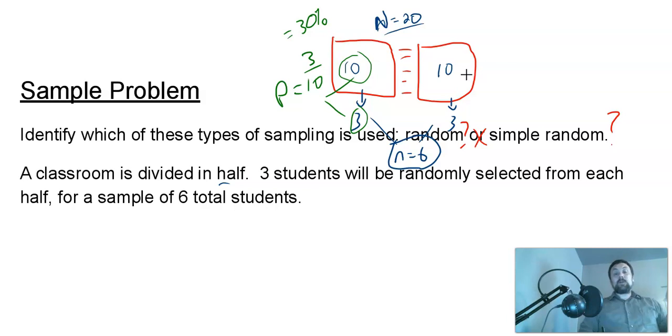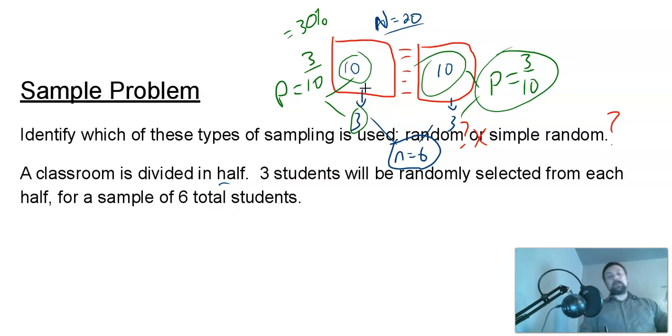Same thing over here, right? Your probability of being in my sample, if you're sitting on this side of the room, is 3 out of 10. Each person on this side of the room has a 3 in 10 chance of being selected. Each person on the other side has a 3 in 10 chance too. So it's random. Everybody has the same chance of being selected. Everybody has a 30% chance of being in my sample. So in this case, it is random.